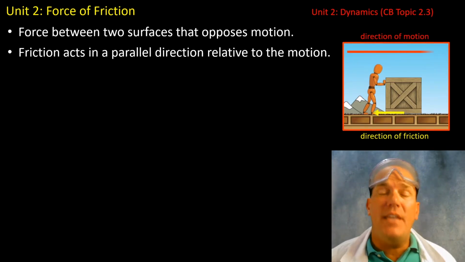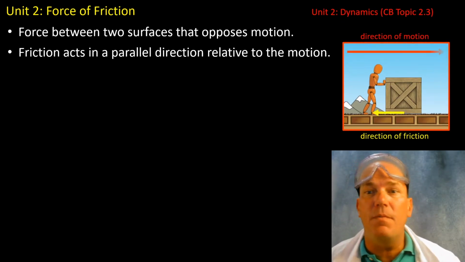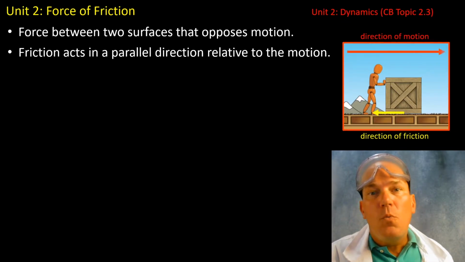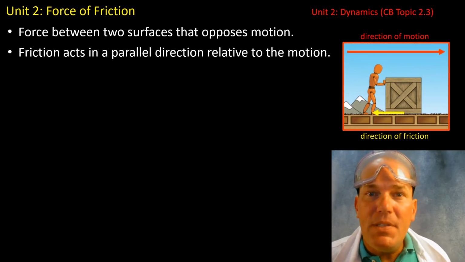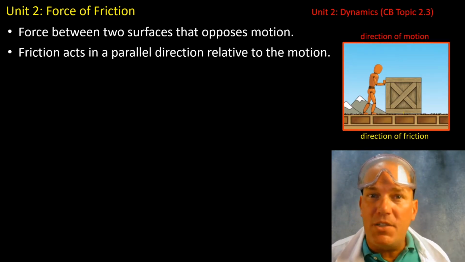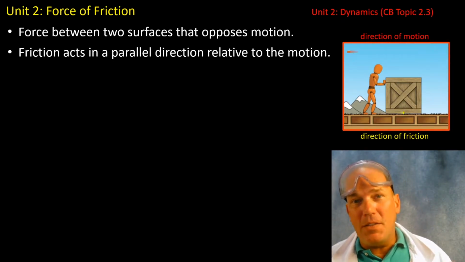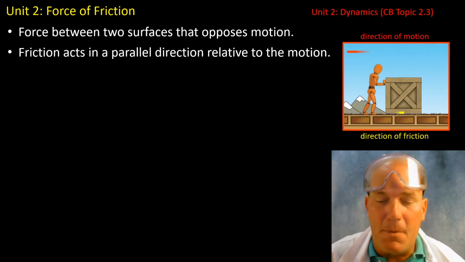In this example here, we see the man pushing to the right, and the direction of the crate is to the right. It is in motion, whereas the frictional force is acting in the opposite but parallel direction, opposing that motion. The frictional force is the leftward force of the road on the crate in the above example.